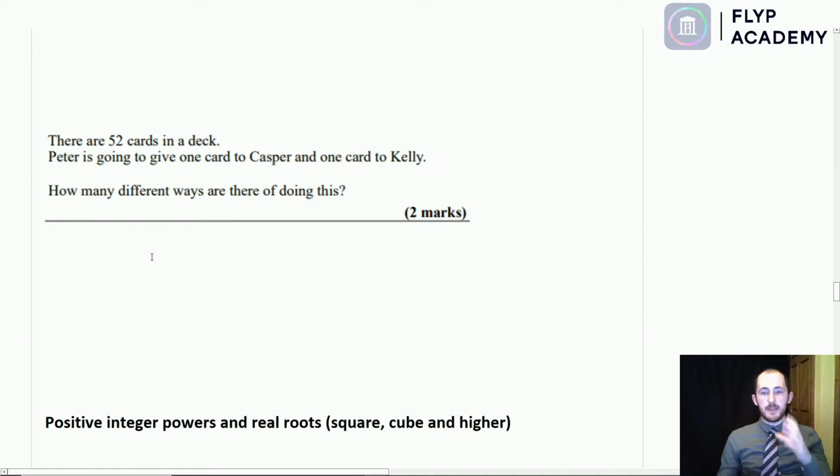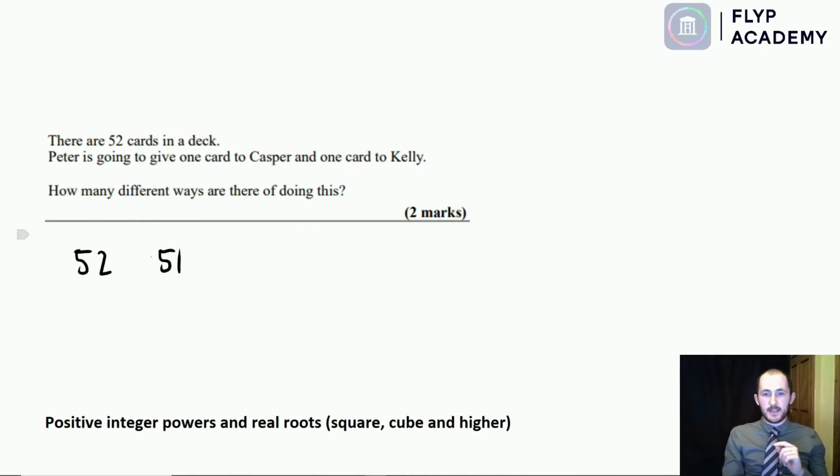Well, first of all, how many cards could Casper get? Well, it's one of 52 cards. Okay? Now, each one of those cards can match with the card that Kelly gets. So how many cards can Kelly get? It's not 52. 1 is with Casper. So it's 51 that Kelly can get. So Casper, Kelly. Now, every 1 card that Casper gets can match with 51 cards that Kelly gets. Right? So, for example, if Casper gets the Ace of Diamonds, yeah, Kelly can get any other card, all 51 other ones. Then if Casper gets the 2 of Diamonds, Kelly can get any of the other cards.